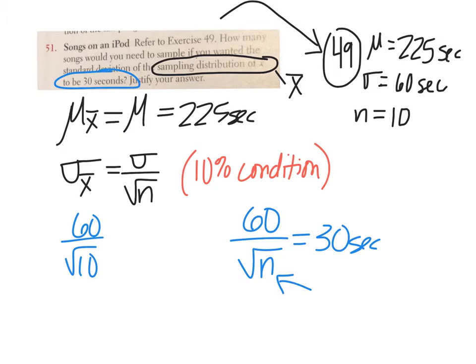You could do some algebra. You can multiply by the square root of n, then you could divide by 30, and then you could square it to get rid of the square root. You also could just think, okay, I really want to do 60 divided by 2 here to get 30, and the square root of 4 would give me 2. So n is going to have to be 4 to have a standard deviation of 30 seconds.